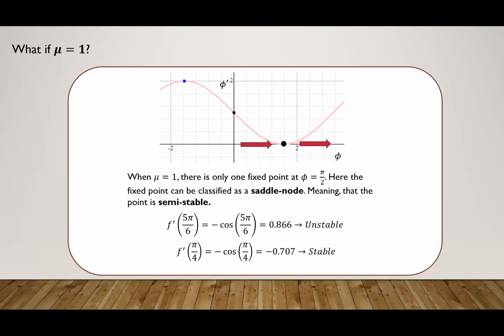We could see that if we choose a value that is greater than pi over 2, it acquires a value of 0.866, which is unstable and causes the flow to move away from the point. And anything below pi over 2, which in this case acquired a value of negative 0.707, attracts the flow. This means that the difference between the stimulus frequency and the firefly frequency is equal to that of the amplitude of the resetting strength.